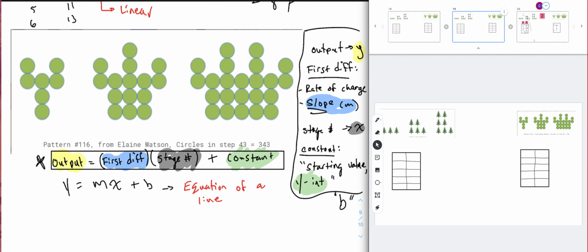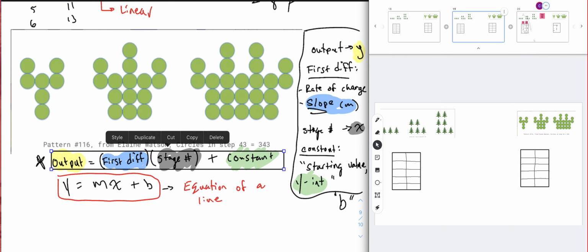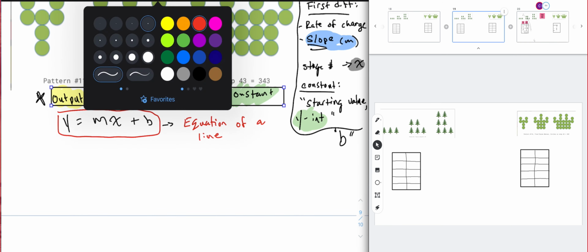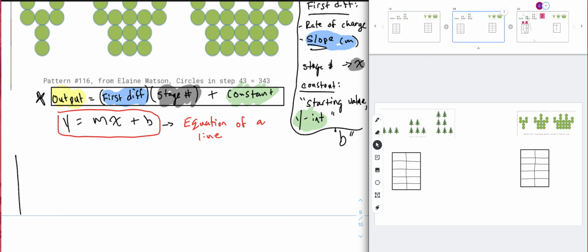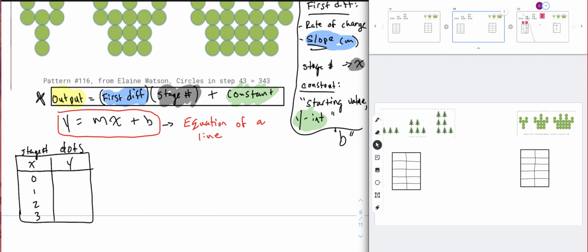Okay, so now let's actually tackle this question. This is what you're after in terms of what it is I'm asking you to produce so that you can use it. Okay, what do we need to do? Let's create our table of values. I've seen a few people with some answers already. Okay, that's okay. I'm going to label this X and Y. Input, output. Stage number. And dots, or circles, whatever. Okay, and then we're going to have stage 0, stage 1, stage 2, and stage 3.